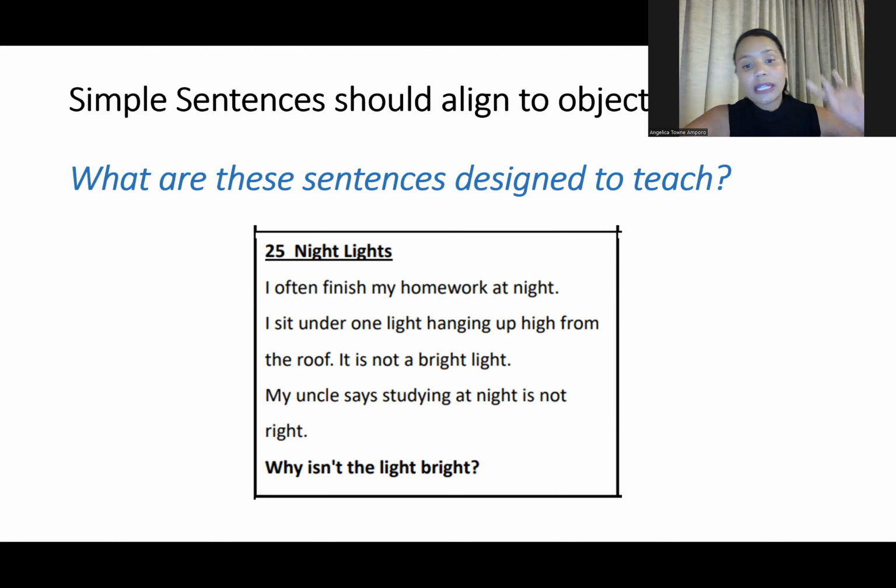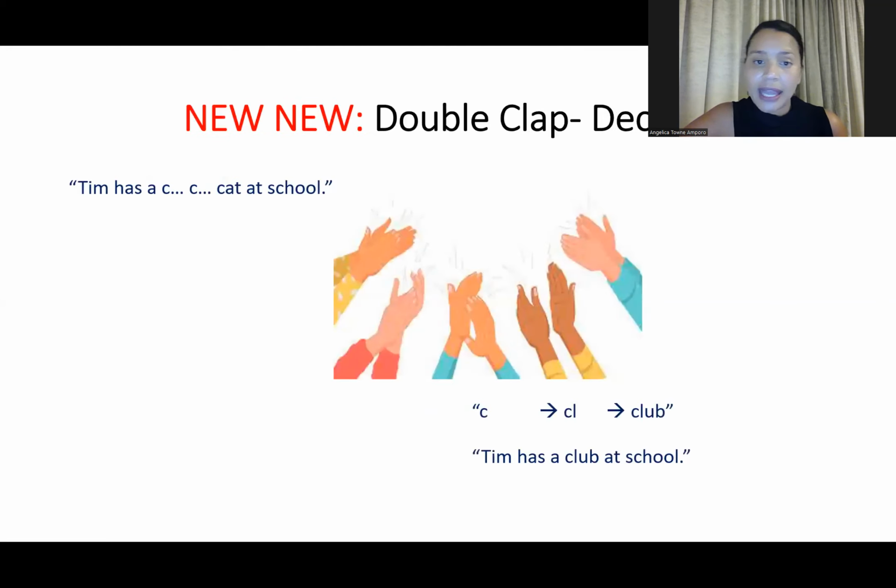I sit under one light hanging up from high on the roof. It's not a bright light. What is that trying to teach? It's trying to teach IGH. It's not trying to teach alternative spellings. That's not an alternative spelling. So you would not read this if you were in the alternative spelling objective. You'd read this only if you were trying to master that basic spelling of IGH.